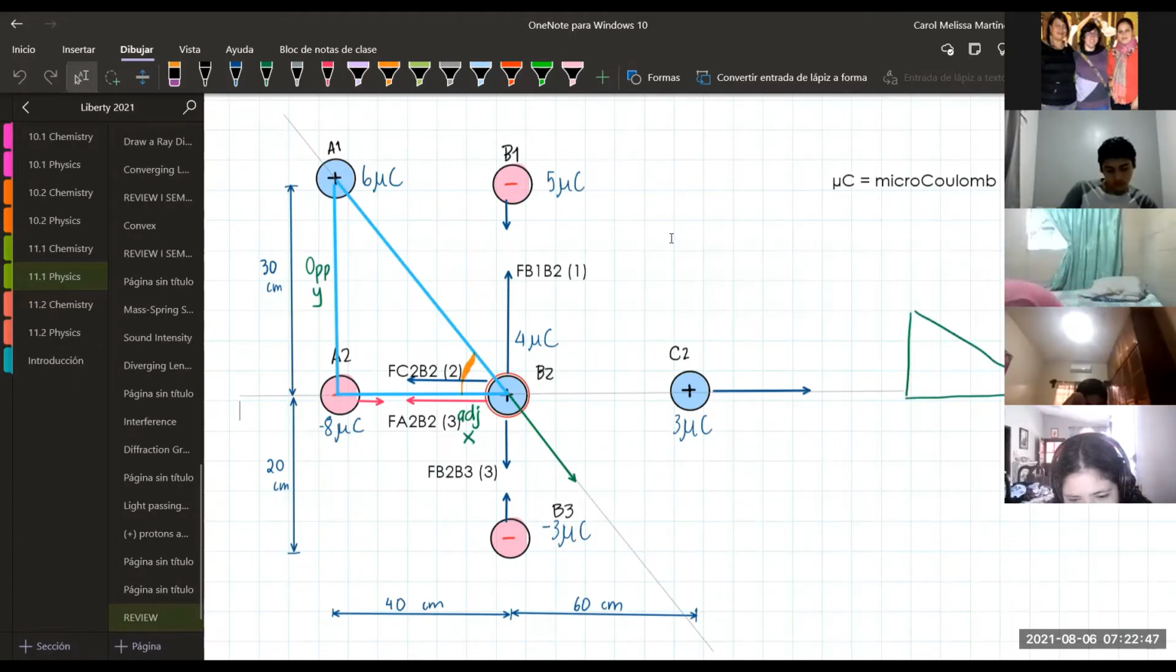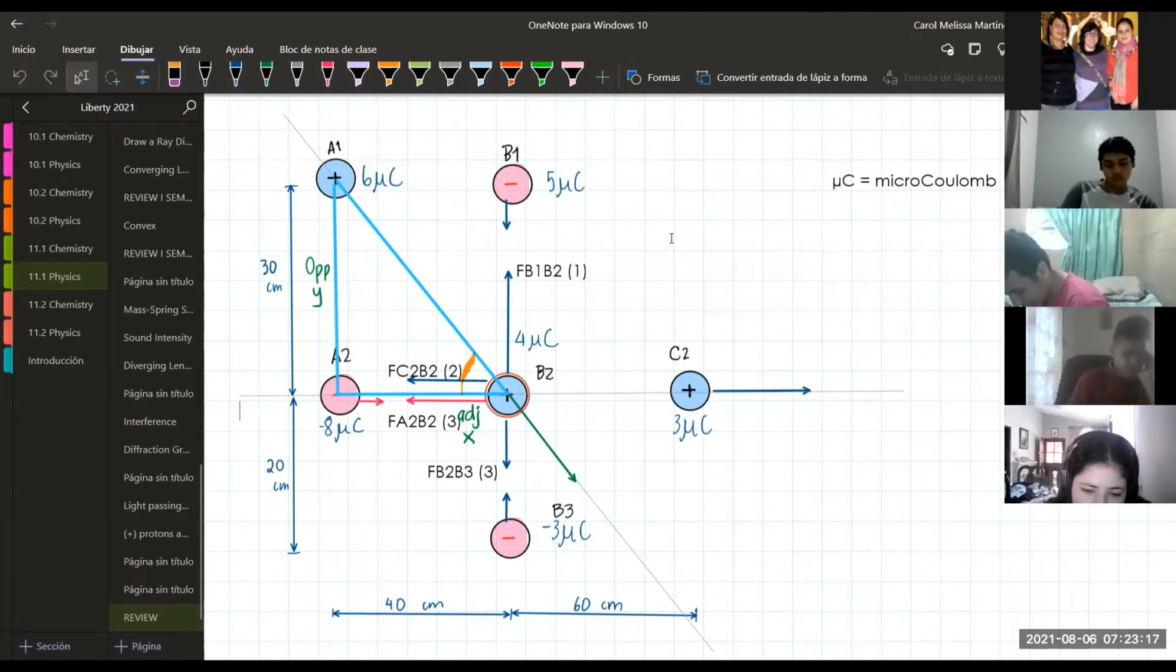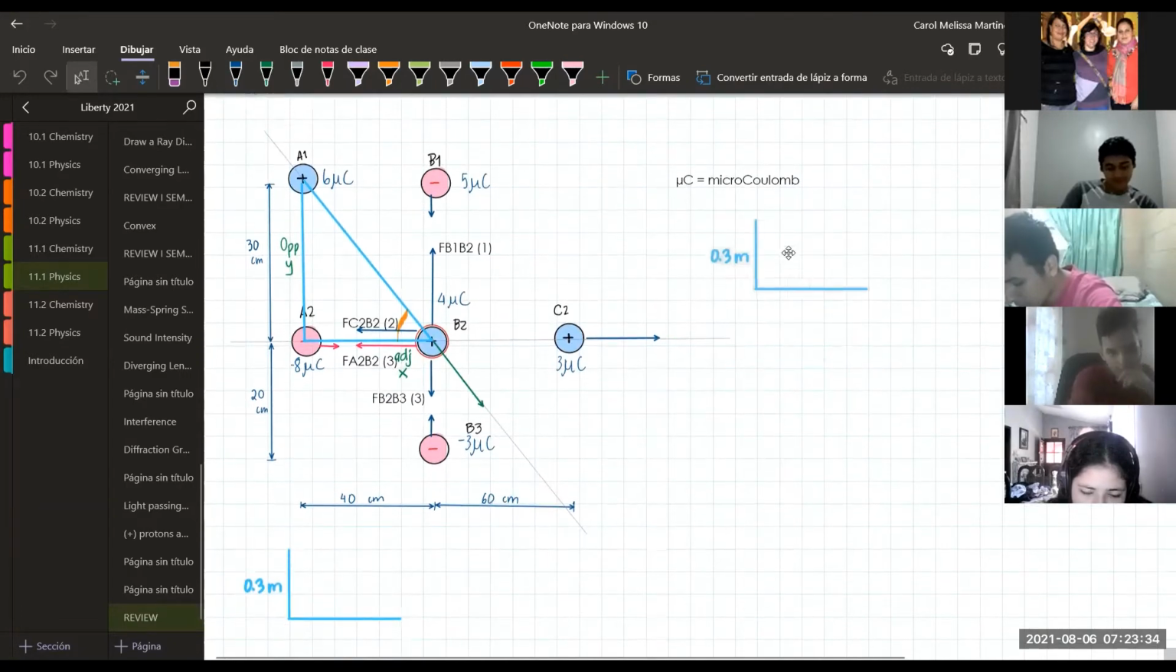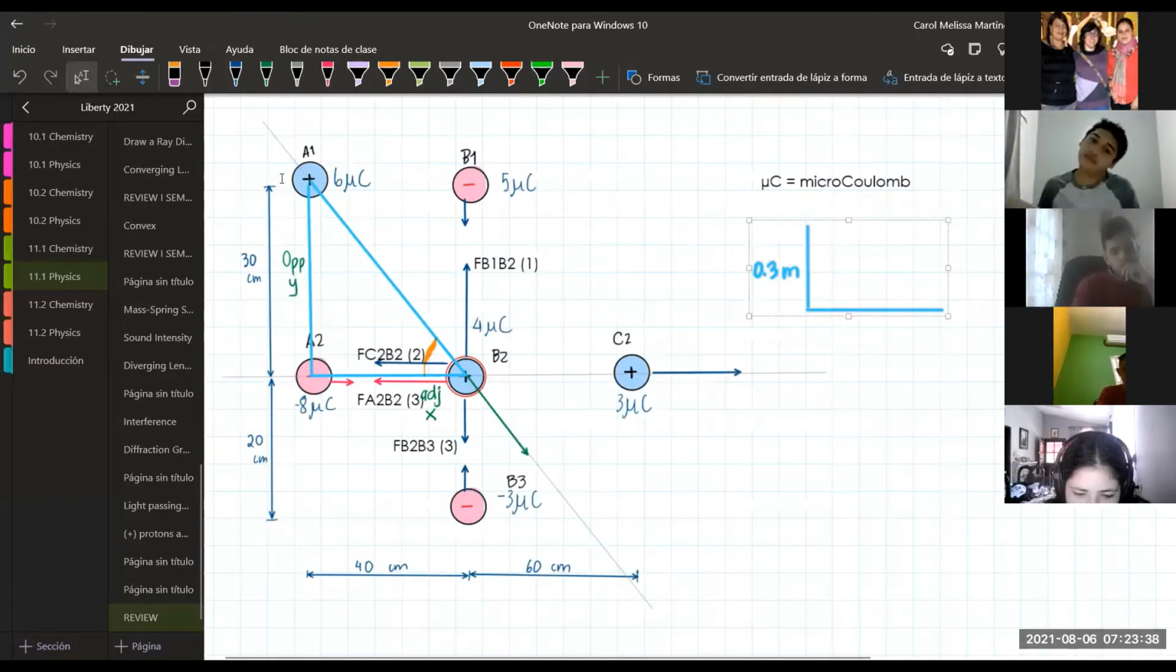What is my opposite side? How much does it measure? Do you want me to explain or do you want me just to do the exercise? 0.3 meters. So in this side I have 0.3 meters. In the adjacent side, which is this one right here, I have how much? 0.4 meters. Okay. And with this, I should be able to get the hypotenuse and, more importantly, the angle.